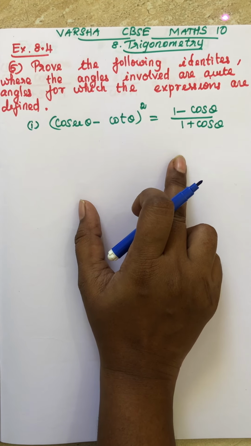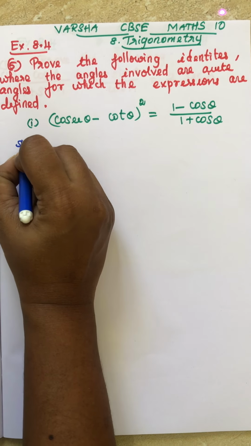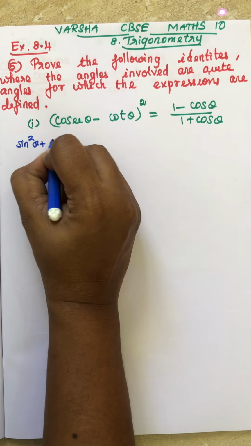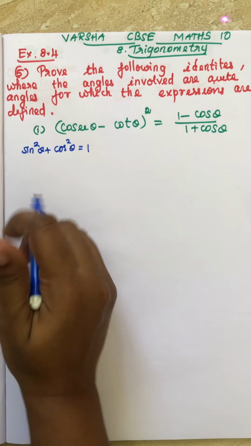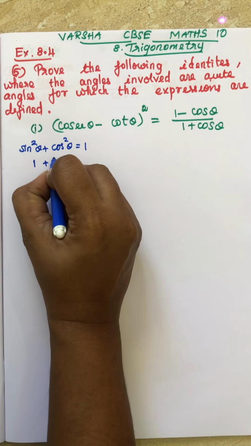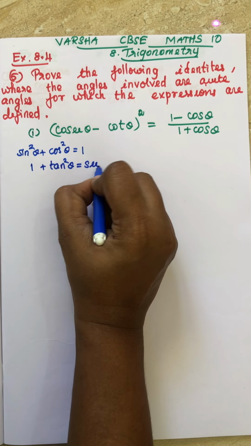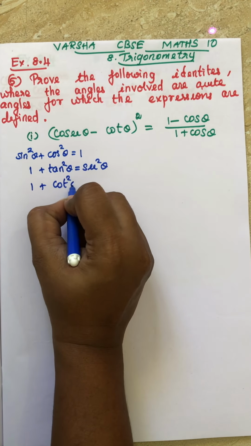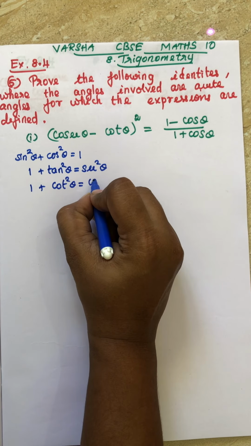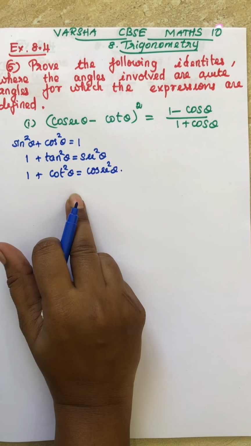So what are the three identities? You have to recall that. What are your identities? Sin square theta plus cos square theta equal to 1. What is the next identity? 1 plus tan square theta equal to secant square theta. Then 1 plus cot square theta equal to cosecant square theta. So these are the main three identities.